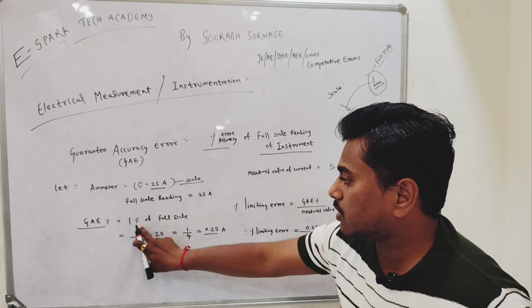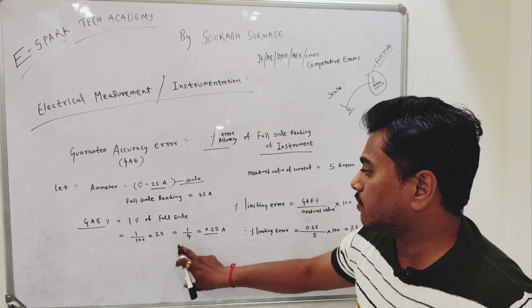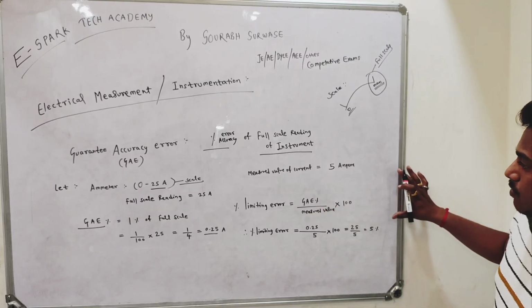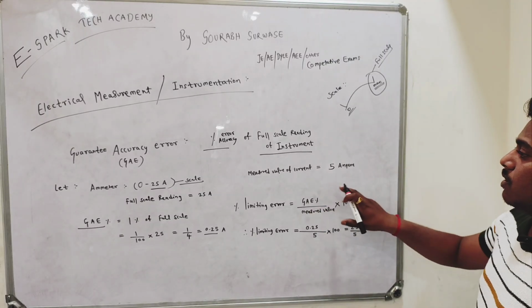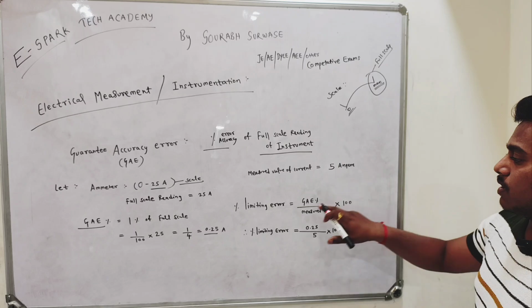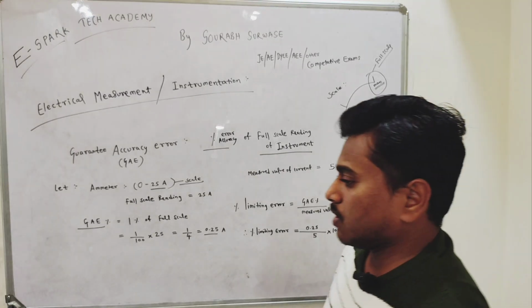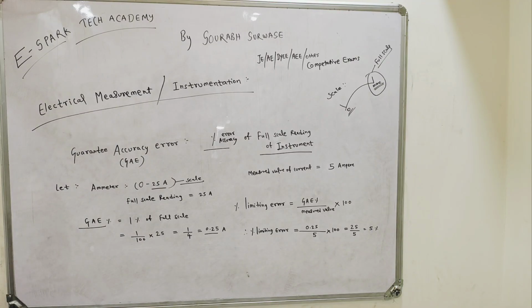That's why we have calculated 1% of full scale 25. It will be 0.25, and the measured value of current is also given, and accordingly just substituting the values in that limiting error formula you will get the limiting error. Note it down, it is a very important thing because it will definitely be asked in your exam. You can also try some questions on it.